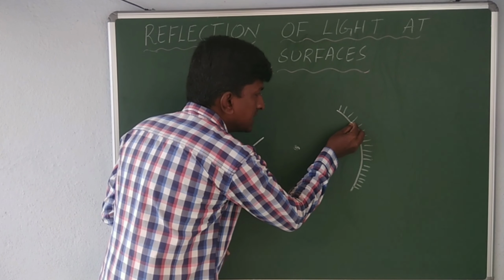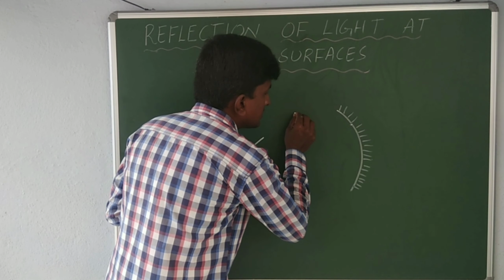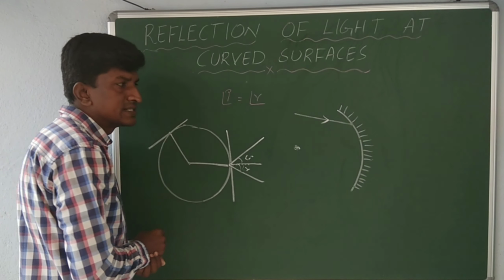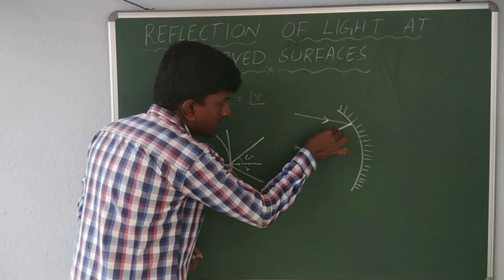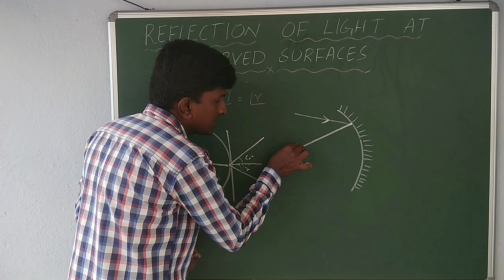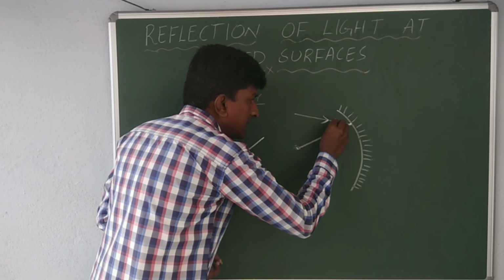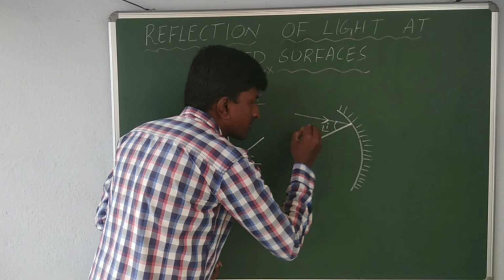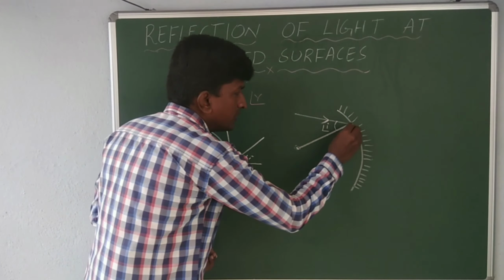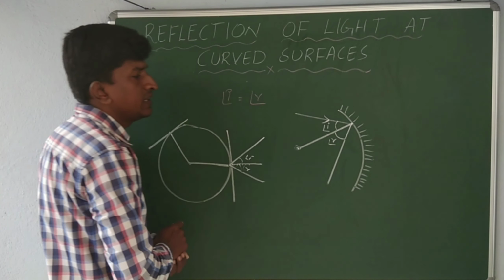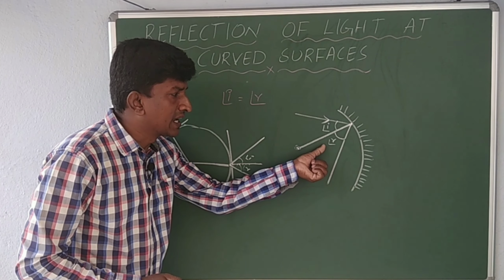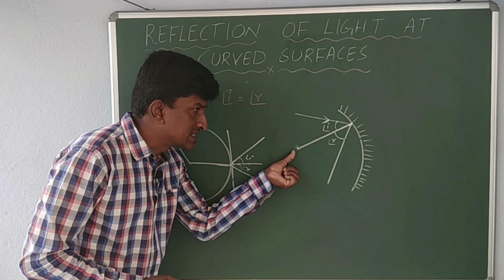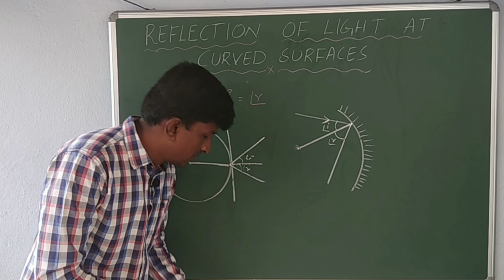Let us say a light ray is incident here. How does it get reflected? As we know, the normal line is always toward the center point, and it has to be taken as the angle of incidence. With the same angle it gets reflected. In this way we take the angle of incidence and angle of reflection, with the radius itself as the normal line.